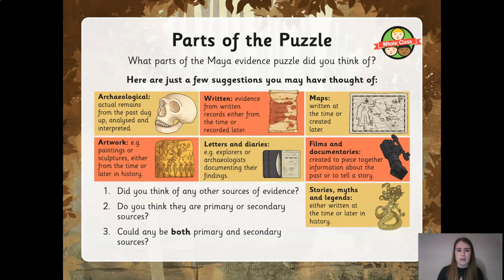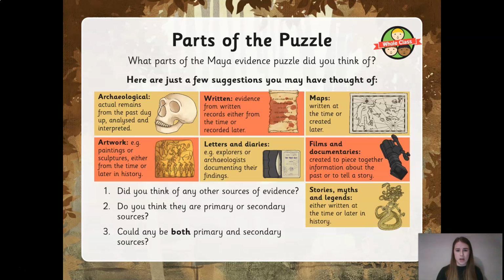Now, looking at artwork, paintings or sculptures, they can either be from that particular time or they could be later in history. So if we think about our Egyptians and we're looking at hieroglyphs on the pyramids, well, that's a primary source because that's something physical, part of history that's always been there. But if we had someone that maybe painted pictures or took pictures of those hieroglyphs, then that makes it a secondary source because they're using that information based off that primary source.